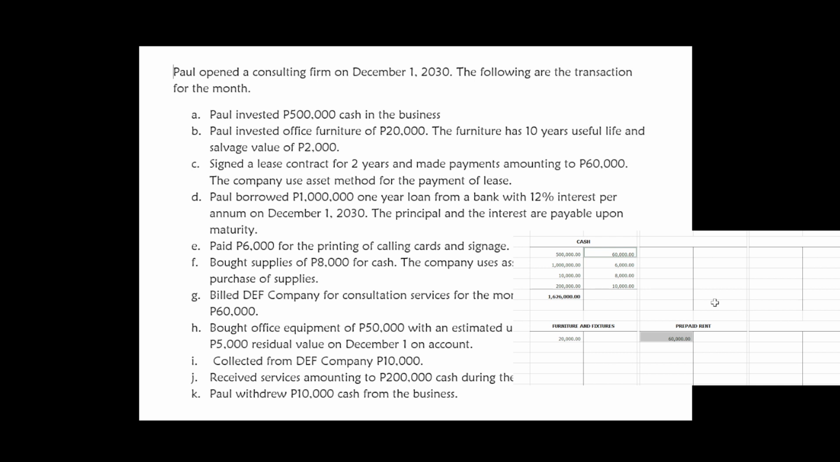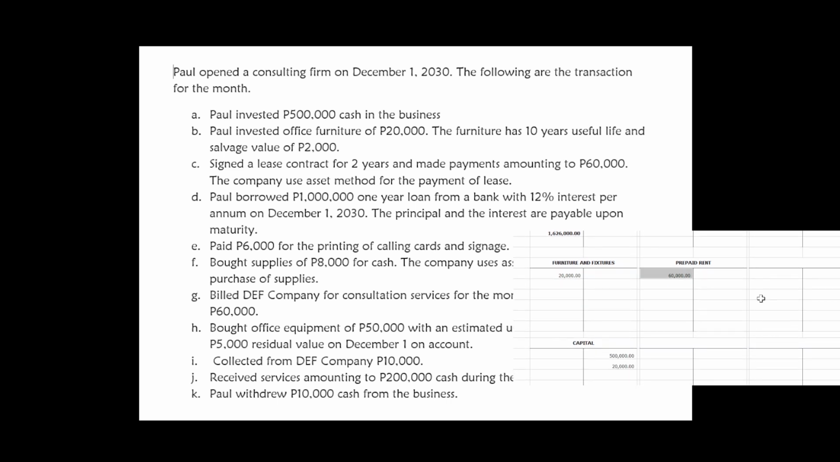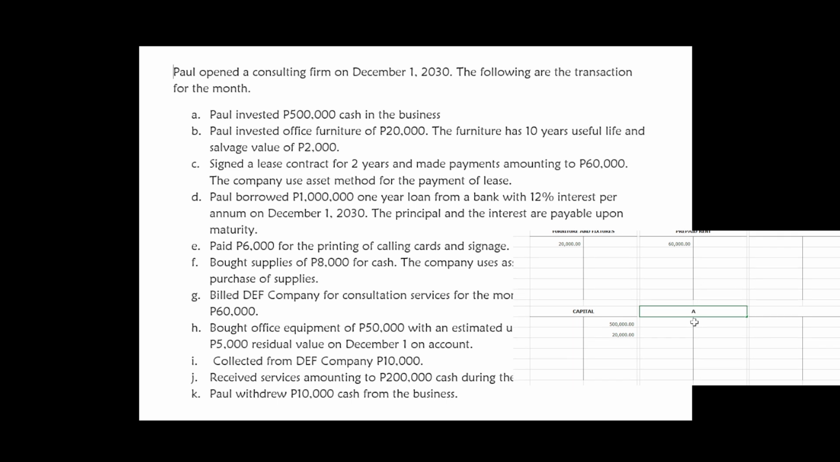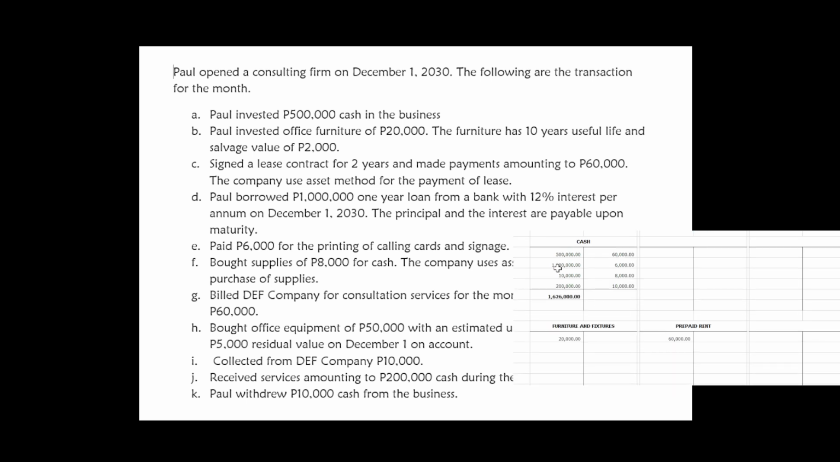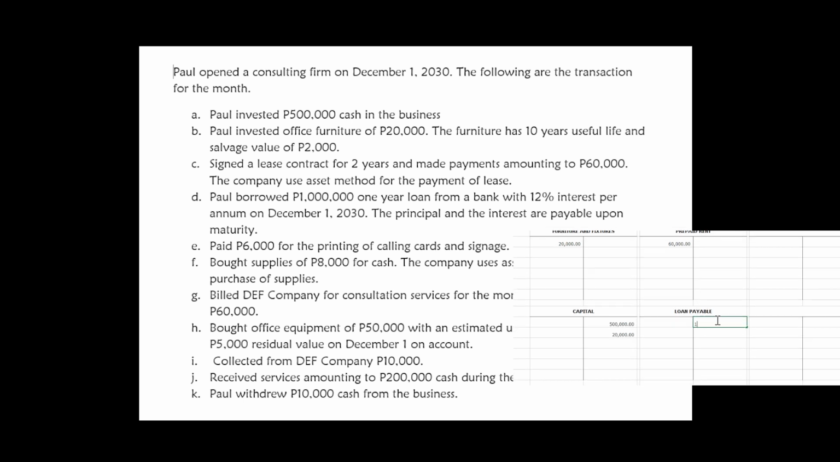Next, Paul borrowed 1 million 1-year loan from a bank. Okay? So, kapag nag-borrow tayo, syempre meron tayong utang. So, dito na lang din natin ilalagay yung ating loans payable. Debit tayo ng 1 million, and then credit tayo ng 1 million for loan payable.